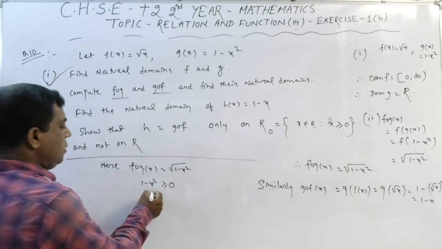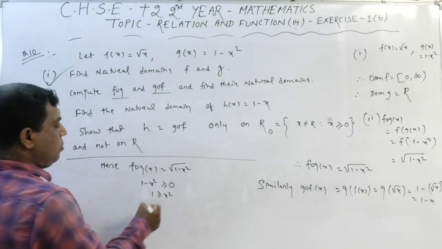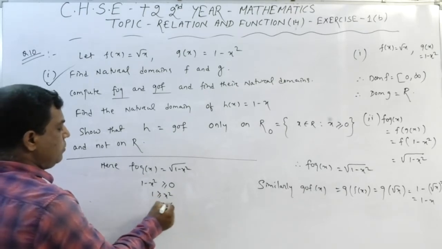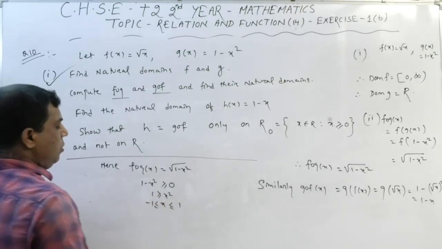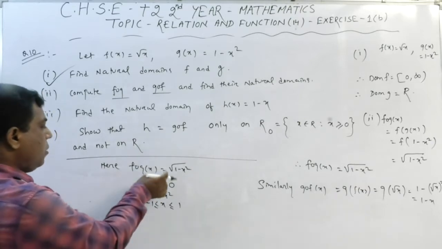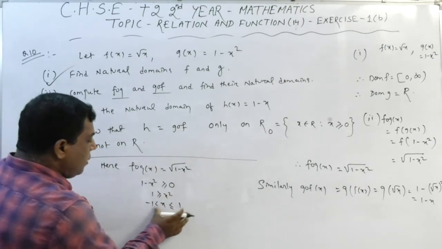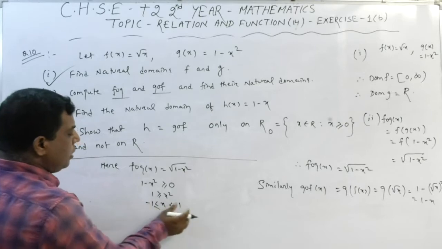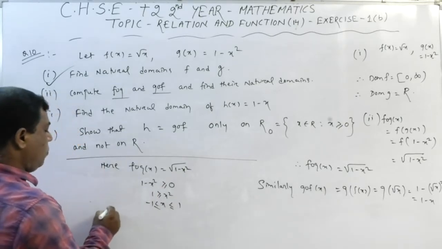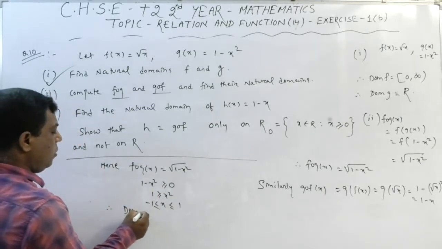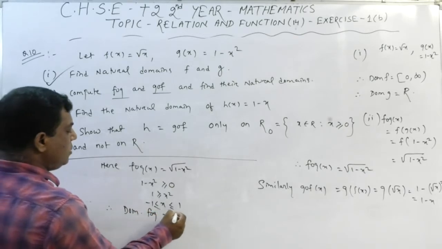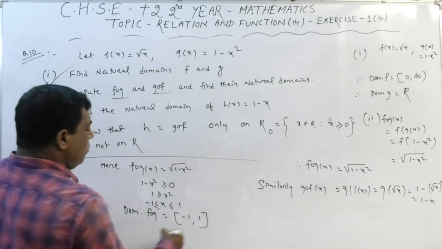That implies 1 is greater than or equal to x squared. Therefore, x should lie between minus 1 and plus 1. Therefore, the value of x is oscillating between minus 1 and plus 1. Therefore, the domain of fog is the interval minus 1 to plus 1.